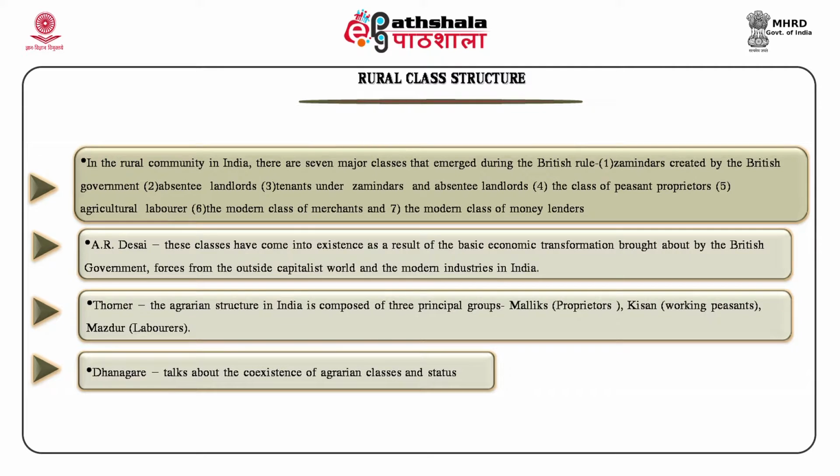Thorner, on the other hand, stated that on the basis of the network of relationships among various groups of persons who draw their livelihood from land, the impact of this relationship on the economy and the relationship of different classes in relation to one another, one can find wide regional variation within agrarian structure. But in general, the agrarian structure in India is composed of three principal groups: Maliks, proprietors; Kisan, working peasants; and Mazdoor, laborers. Such bifurcation is based on the amount of actual labor contributed to the production process, the share in the product, and the extent to which income is received despite lack of participation in agriculture.